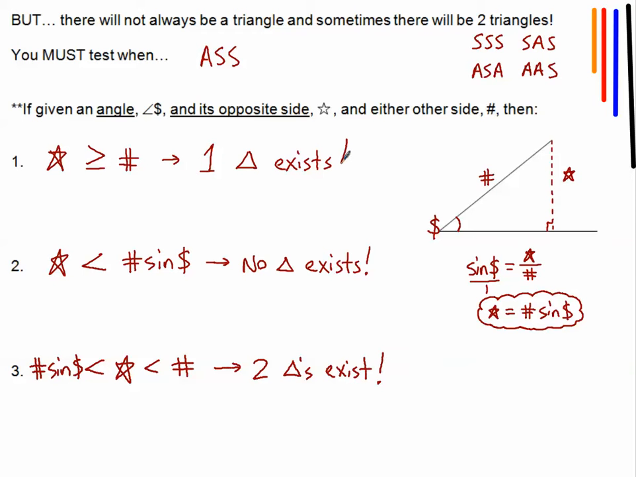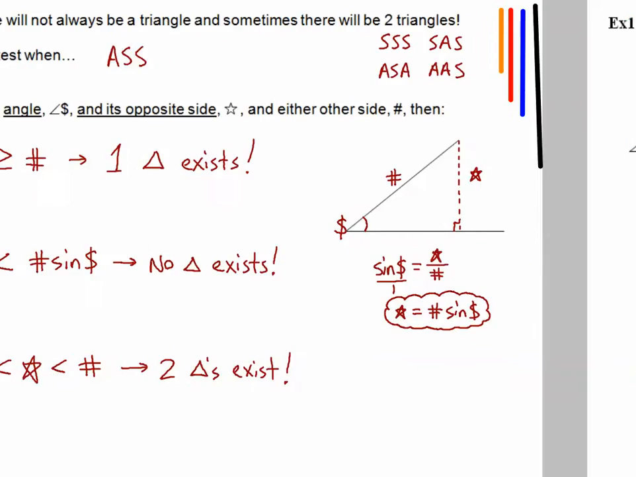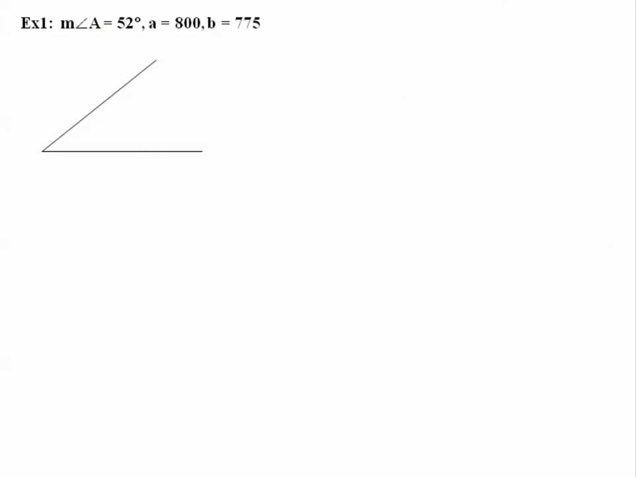I guess I'm getting excited about this, so I'll put exclamation points for each one. So let's put some numbers into this and explore this with numbers. Let's look at our first example. Again, you don't need to do this every single time I give you information. You only need to do this when I give you the ASS ambiguous case.